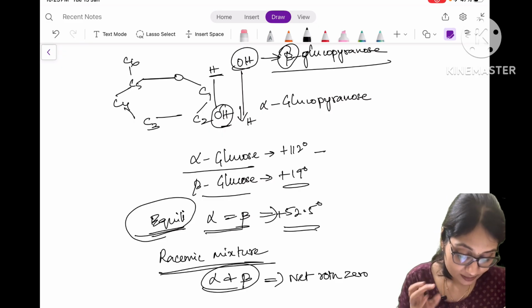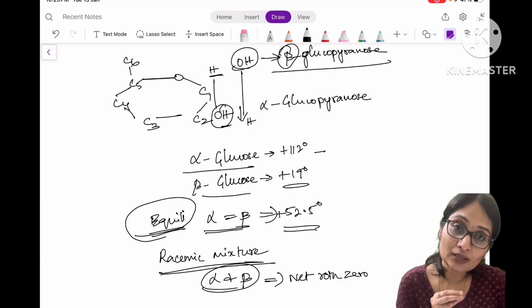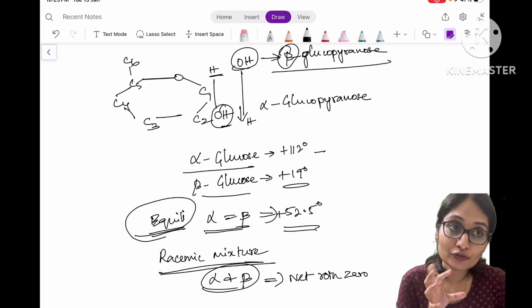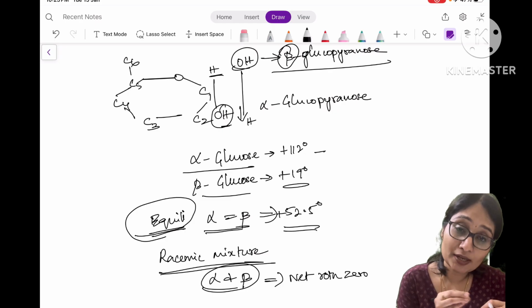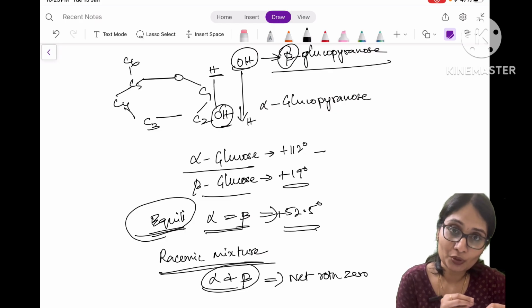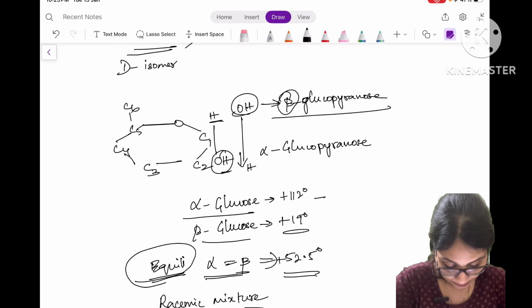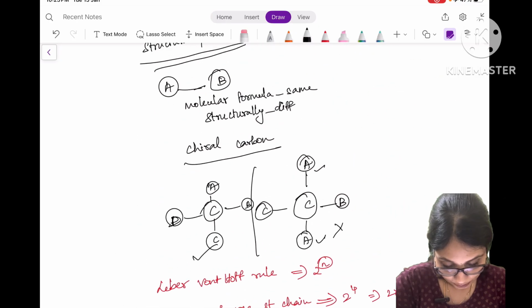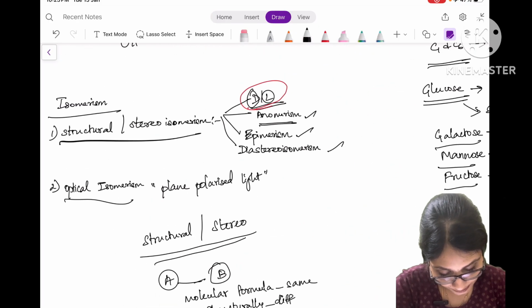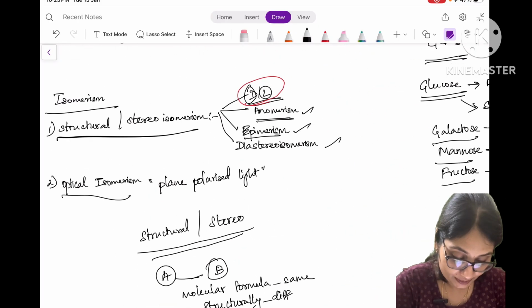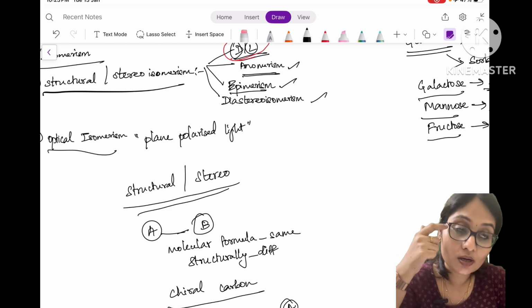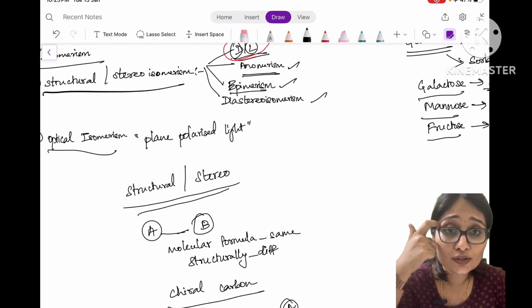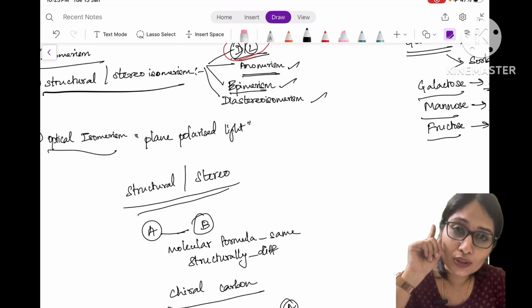And then racemic mixture is nothing but the proportion of alpha and beta that has to be put in a mixture such that the net rotation is 0. That's nothing but your racemic mixture. So this is in short about anomerism, and then we have epimerism. Epimerism is the difference in structural orientation with regard to only one carbon atom.